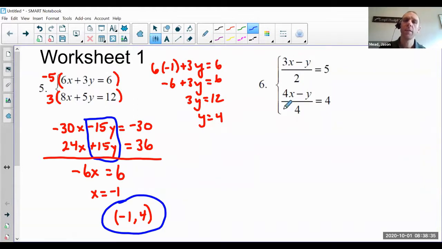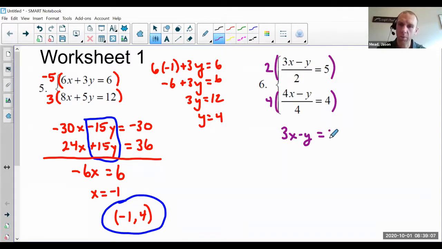Problem 6. This problem is very similar, except there are fractions here. Most of us don't like fractions. So the first thing we may want to do is multiply this equation by 2 and this equation by 4, so then we don't have to think about the fractions anymore. If I multiply the first equation by 2, that effectively gets rid of the 2 in the denominator. So I have 3x minus y, and then the 5 has to get multiplied by 2 because I multiplied both sides of the equation.